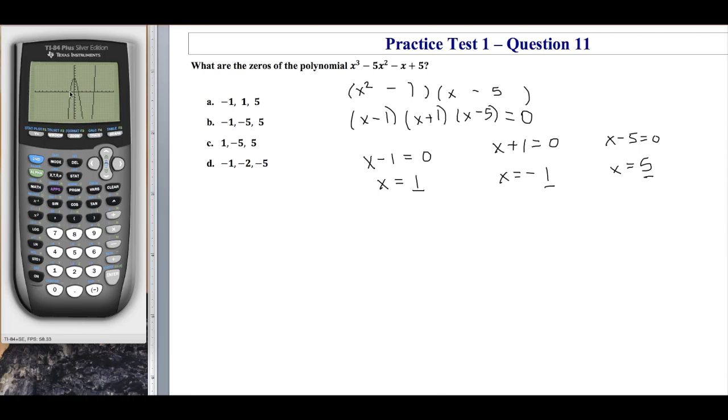Notice here that our graph has three zeros. And they look like they're at negative 1, 1, and 5. But since they are integer values, let's go to our table and confirm.